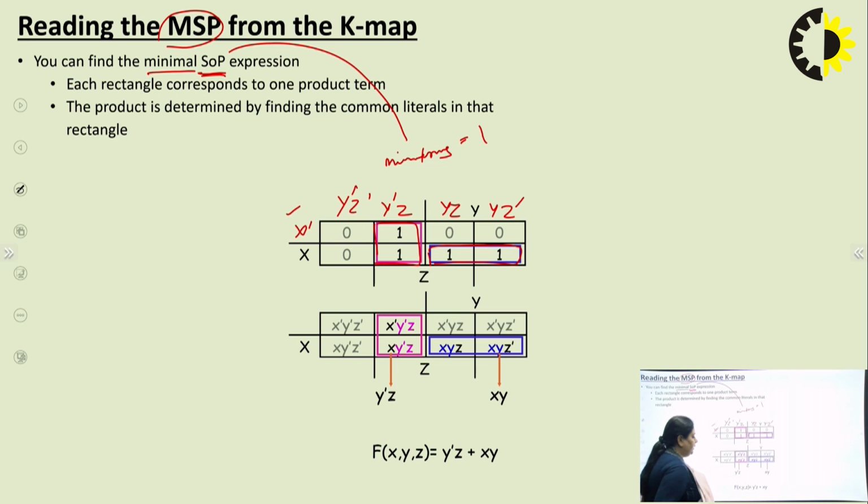Now we have to minimize it. How can we minimize it? See, x dash and x are changing, so we will cut it off because it is changing. Now which pair is not changing? Which one is fixed? That is y dash here and y dash here. So we have figured it out: y dash z. Now again, see this pair. Which one is changing? z and z dash. So we cut that. And what is left that remained constant? That is xy. So in the final expression, what do we get? y dash z plus xy. This is our answer, that is the minimal sum of product.